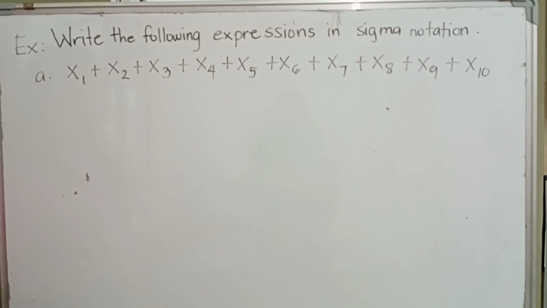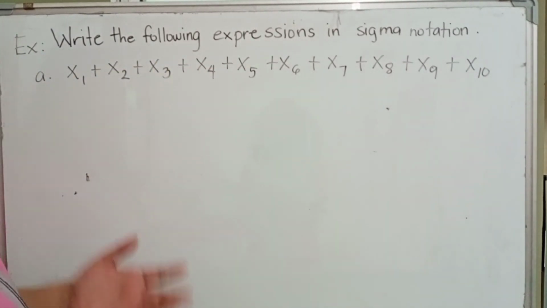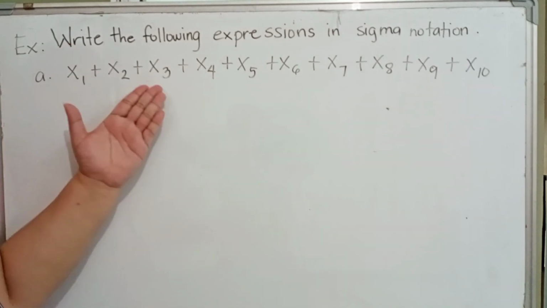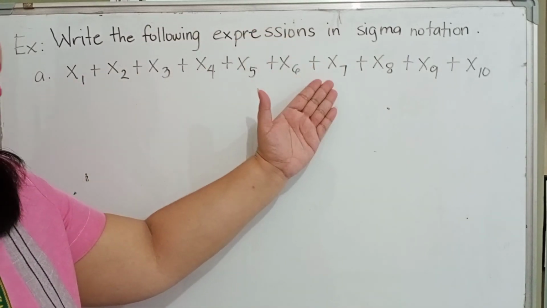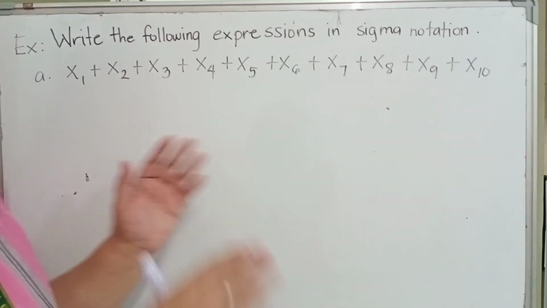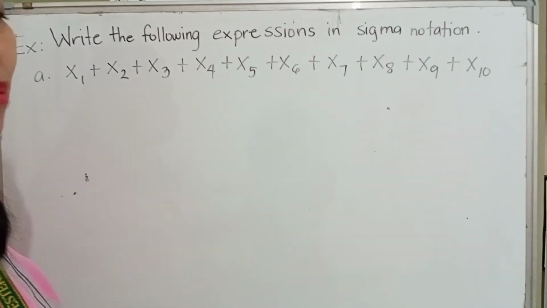Okay class, for example, we're going to write the following expressions in sigma notation. For example, you're given x sub 1 plus x sub 2 plus x sub 3 plus x sub 4 plus x sub 5 plus x sub 6 plus x sub 7 plus x sub 8 plus x sub 9 plus x sub 10. As you notice, the given is long. So we are going to write this expression in sigma notation.